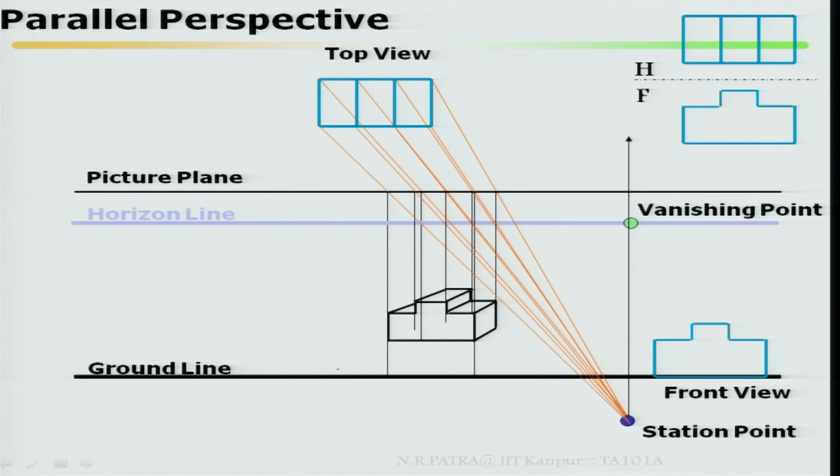It looks this way, from the station point, this way of your perspective. So, there are two cases of parallel perspective. One is touching your picture plane, either an edge or maybe the face, the other is not touching your picture plane. This is how your object looks like in perspective view.